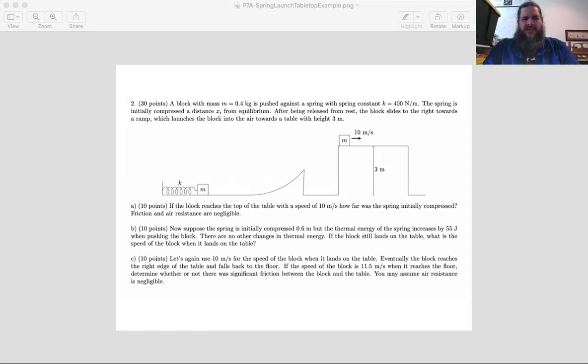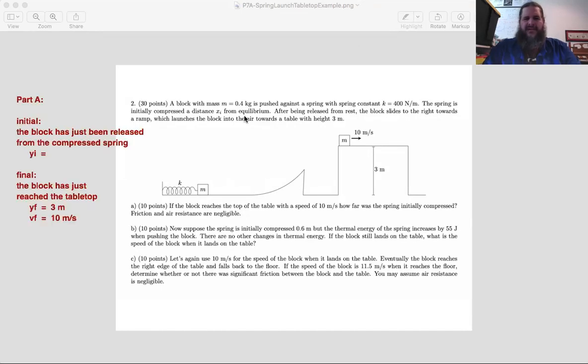The block has just been released from the spring, from the compressed spring. In that case, we can say the initial height, what's the initial height at the instant we let go here?